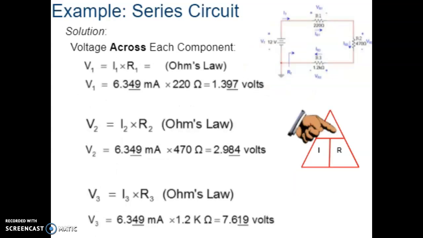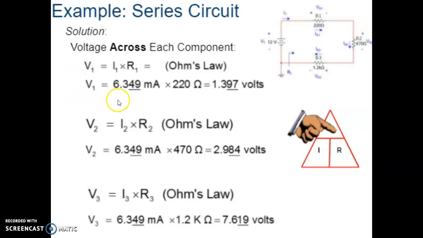Now, moving on to our voltage across each component, or our voltage drops. Okay, we can use the total amount of current flowing through the system, because the same amount of current will be flowing through the system at all times unless the chain is broken in a series. And we can work out the voltage drops on each component. So let's go ahead and work out the first resistor, which is 220 ohms.